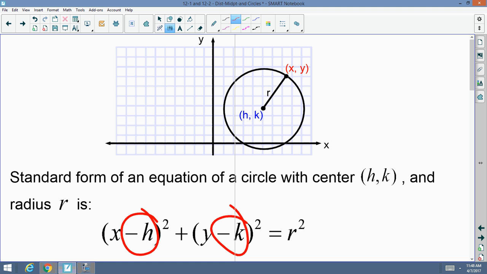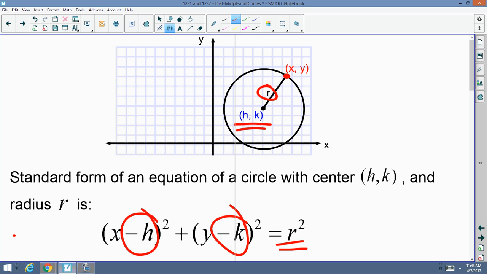And then, of course, I have my radius squared. Okay? My (h, k) is my center. Remember, that's the midpoint of the diameter. My radius is half the distance of the diameter. And this (x, y) is simply an ordered pair on the circle.